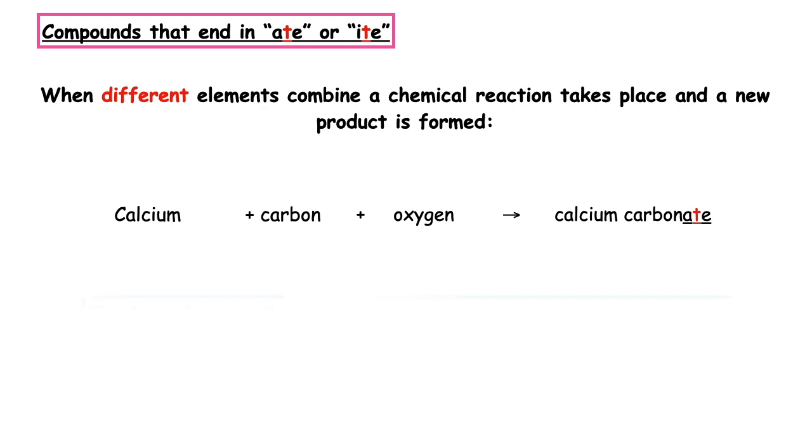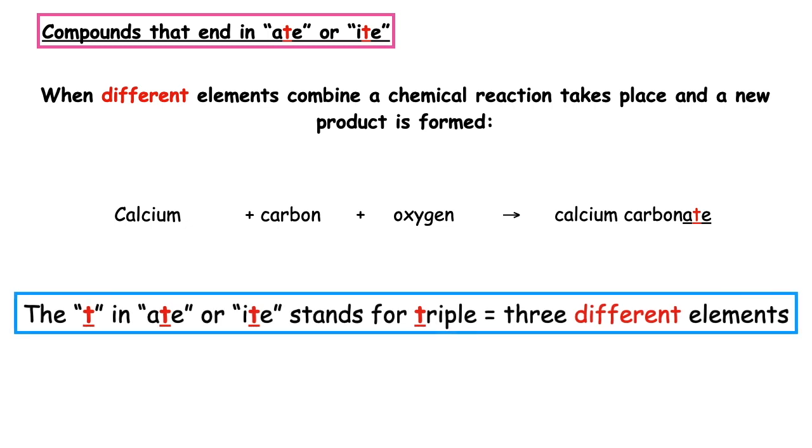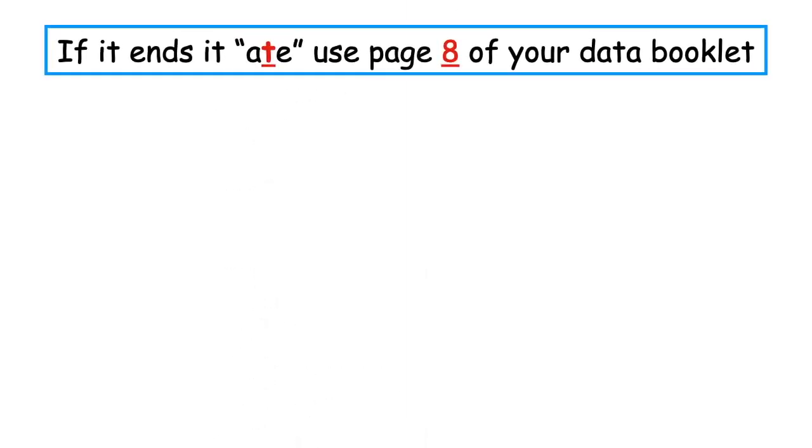The "ate" in carbonate stands for triple, meaning that the compound contains 3 different types of elements. We have oxygen, which is known as the silent element. If a compound ends in "ate", oxygen is always present. Now, because the compound contains 3 different elements, we have to use a different page in our data booklet. If a compound ends in "ate", we use page 8 of the data booklet.